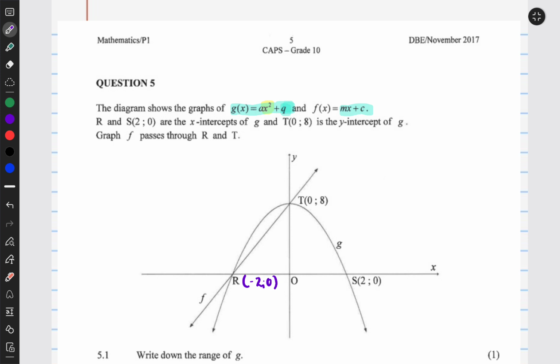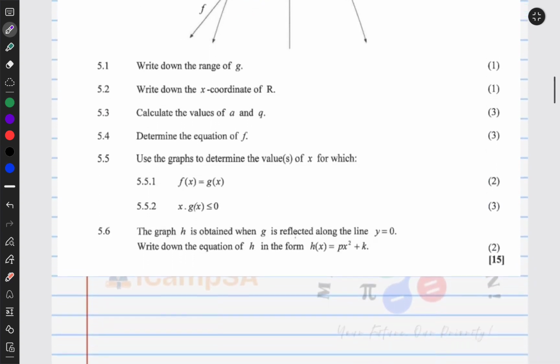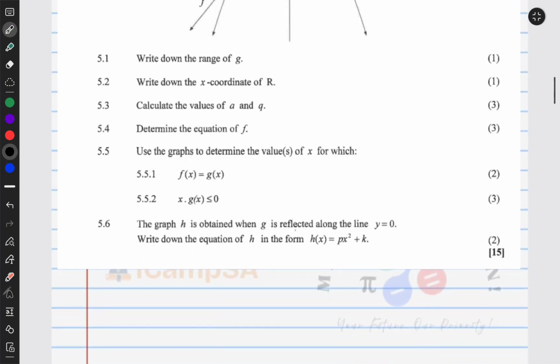R and S are the x-intercepts of g, and (0; 8) is the y-intercept of g. If T is (0; 8), that means that is our turning point, which is the y-intercept, and the value of q therefore is going to be 8. Graph f passes through R and T. So these two functions intersect at R and T. Okay, let's go ahead and answer the questions.